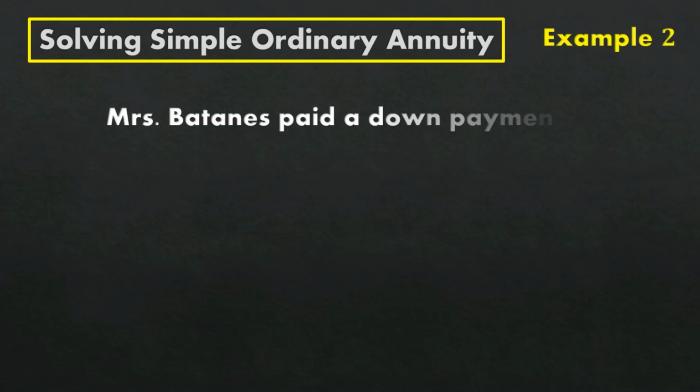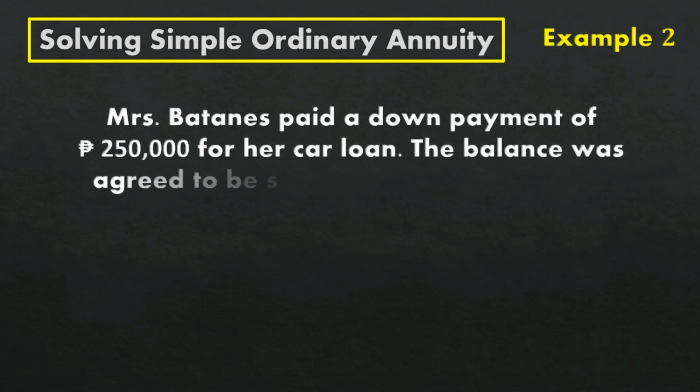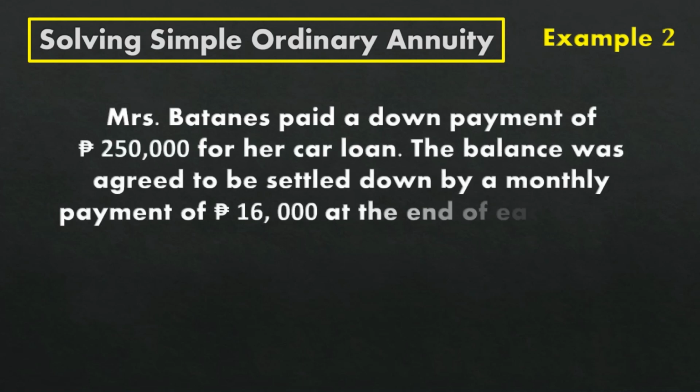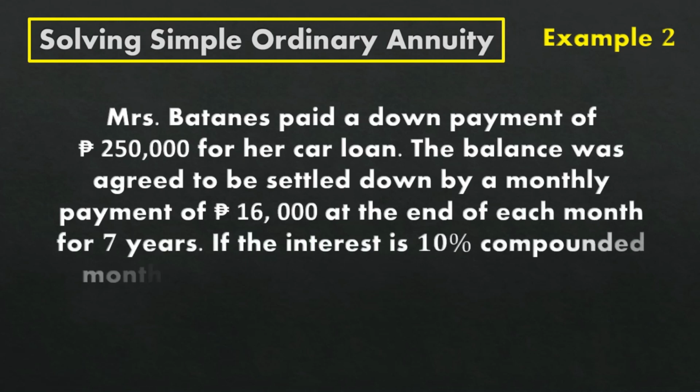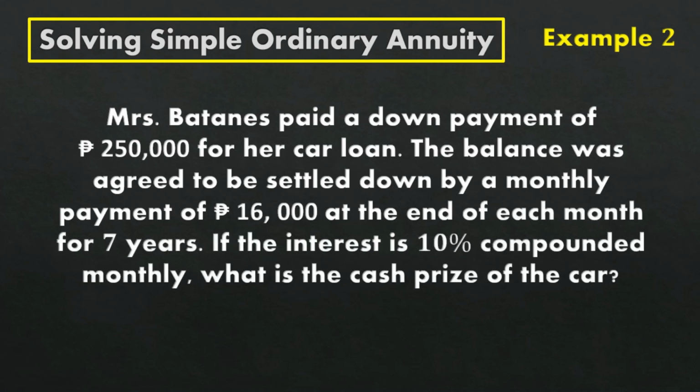This is the problem. Sabi diyan, si Mrs. Batanes daw ay nagbayad ng down payment ng 250,000 pesos para sa kanyang car loan. Yung balance ngayon, i-agree nila to be settled down by a monthly payment of 16,000 at the end of each month for 7 years. So, yung interest natin is 10% compounded monthly. So, medyo mataas. Magkano daw yung cash price of the car?